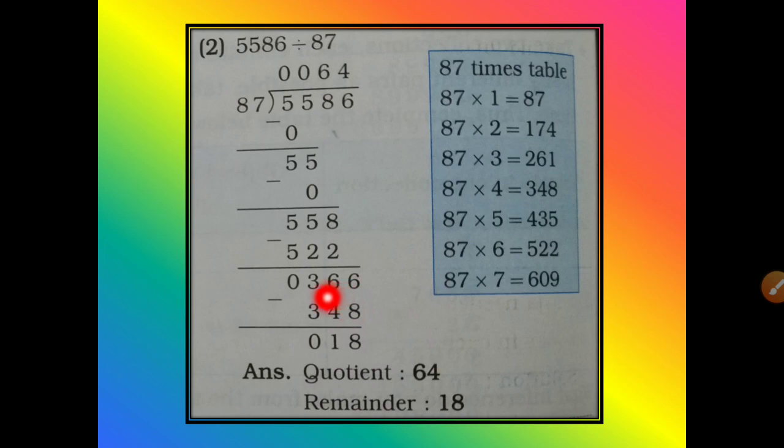So we will borrow from 6. This will be 16. 16 minus 8, the answer will be 8. This will be 5. 5 minus 4, 1. 3 minus 3, 0 and 0. So the answer is 18. In this question, the quotient is 64 and the remainder is 18.